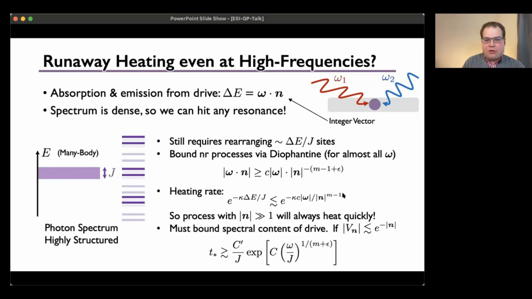So in particular, the modes of our drive have to be bounded and suppressed at very large n. And for the calculation that we did, we assumed smooth, exponential suppression at large n. If we put that in and do a saddle point estimate of the heating time, then we actually find a stretched exponential form. The stretched exponential form is nice. It reduces to the Floquet case when we only have a single frequency, m equals 1. But it tells us that provided that our drives are sufficiently smooth, we still have a parametrically long preheating regime.